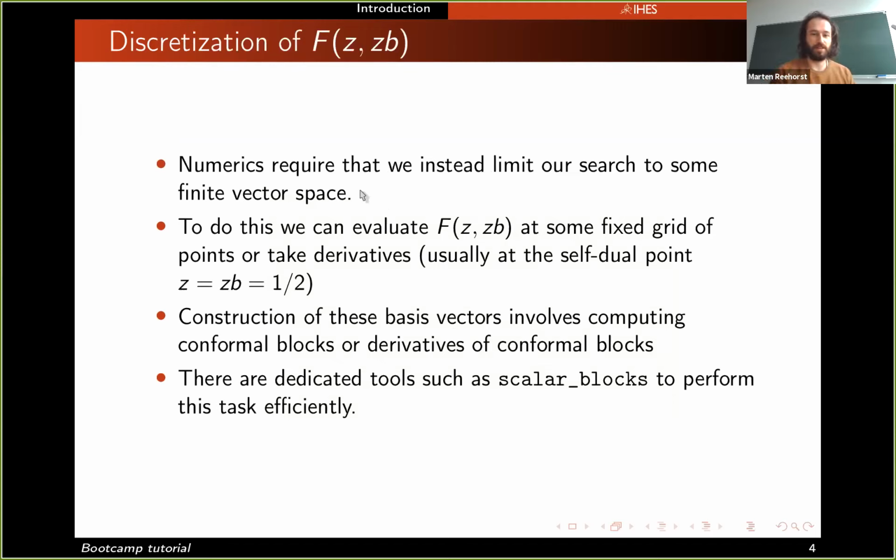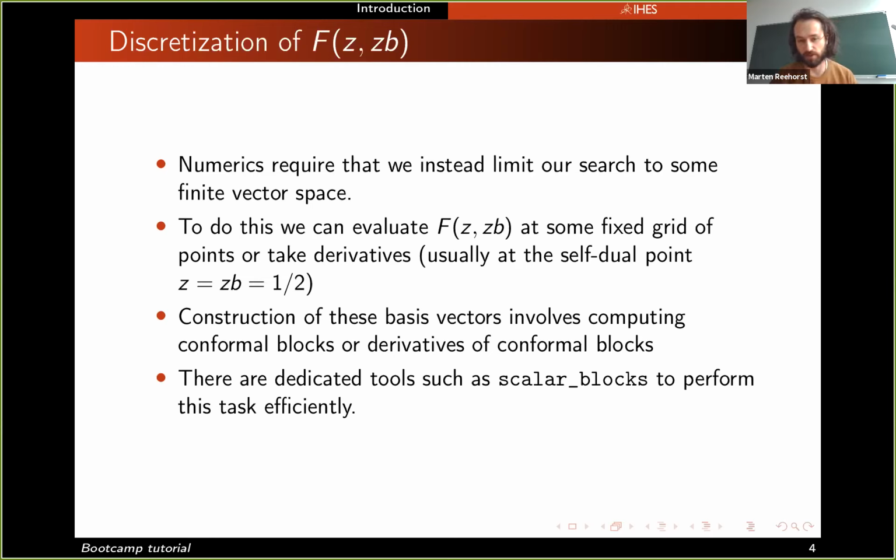So when you do numerics, this infinite vector space has to be reduced somehow to a finite vector. The simplest, neatest way that you can do this is just to evaluate this function at some grid of points. So for instance, you can say, let's do 0.51, 0.55, etc. And you can construct a vector of these values, and this will be your reduced search space for a linear functional. So you're only considering a linear functional in a reduced space, so you might not find the most constraining thing. And as you increase the search space, your bound should get better and better.